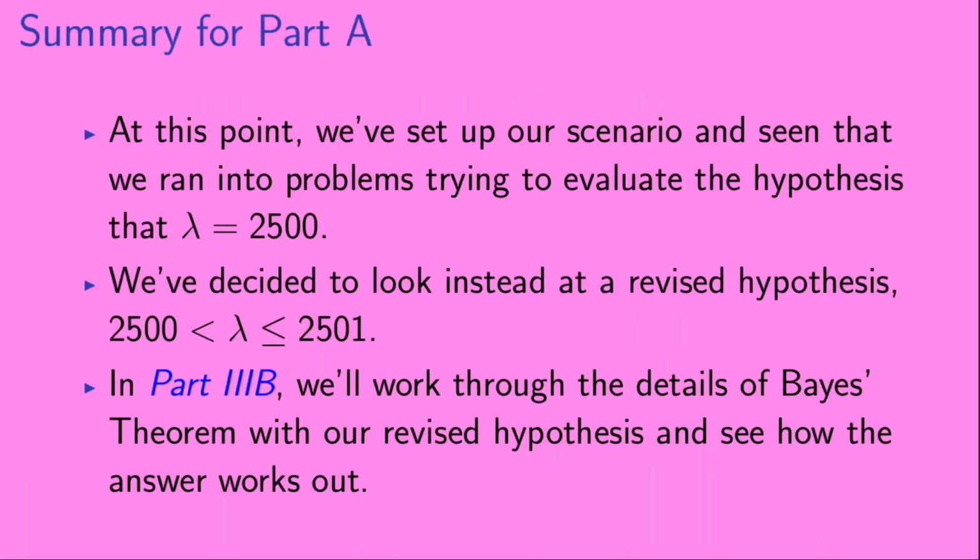Okay, so now let's summarize part A. At this point, we've set up our scenario and seen that we ran into problems trying to evaluate the hypothesis that lambda was equal to 2500. We've decided to look instead at a revised hypothesis that lambda is between 2500 and 2501. In part 3b, we'll work through the details of Bayes' theorem with our revised hypothesis and see how the answer works out.